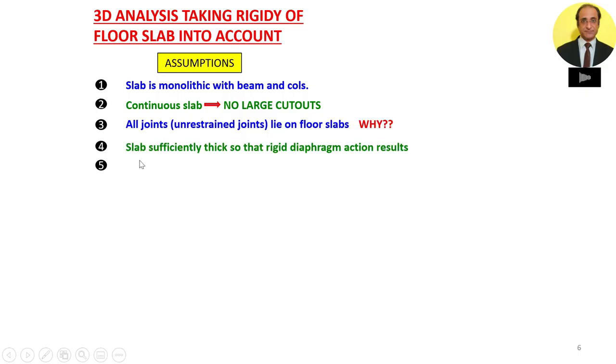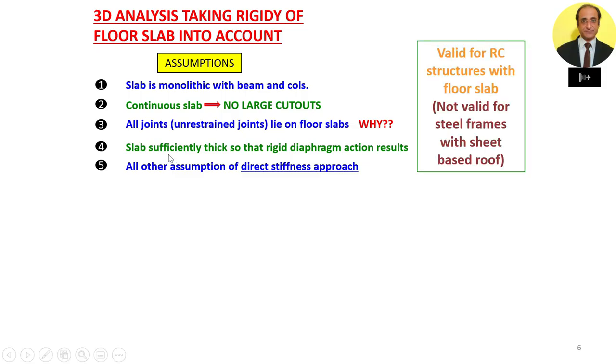Number 4, we assume that the slab is sufficiently thick so that rigid diaphragm action results. Number 5, all other assumptions of the direct stiffness approach are valid. So if we are considering non-prismatic members, if we are dealing with deep beams or such members, then we must rigorously consider the treatment which we have learned for non-prismatic members as well as for the shear deformation effect. To highlight assumption number 4, it's further emphasized that the analysis shall be valid for RC structures with sufficiently thick floor slab. So it will not be valid for steel frames with sheet-based roofs.